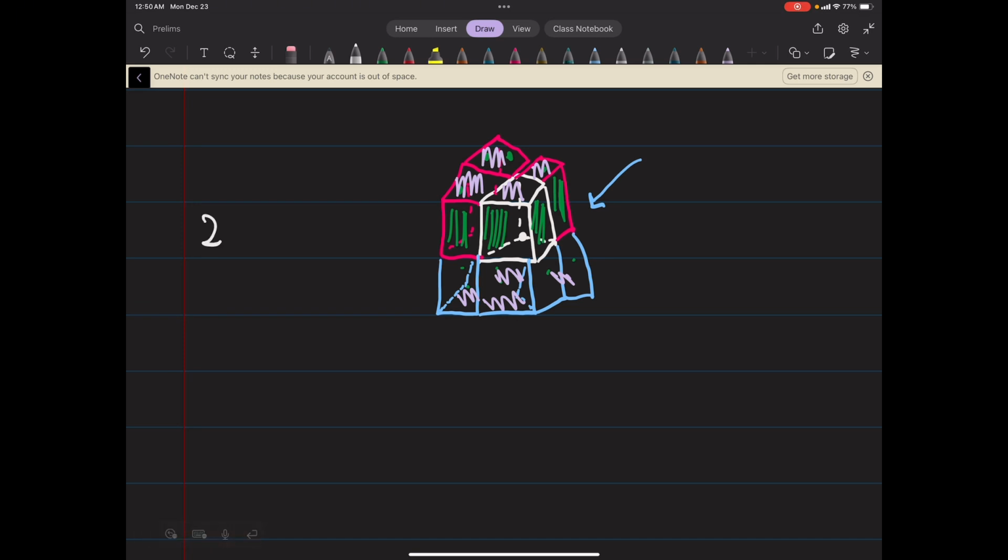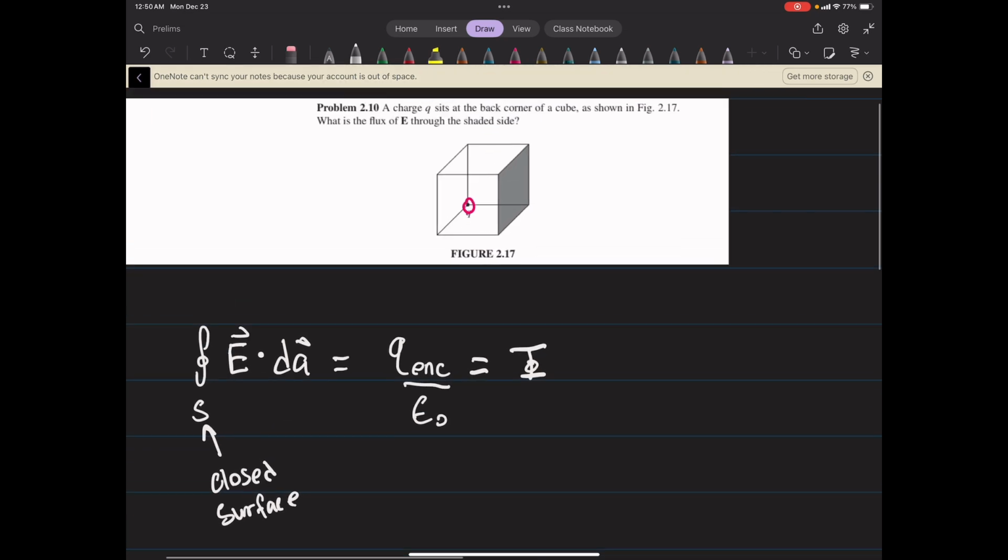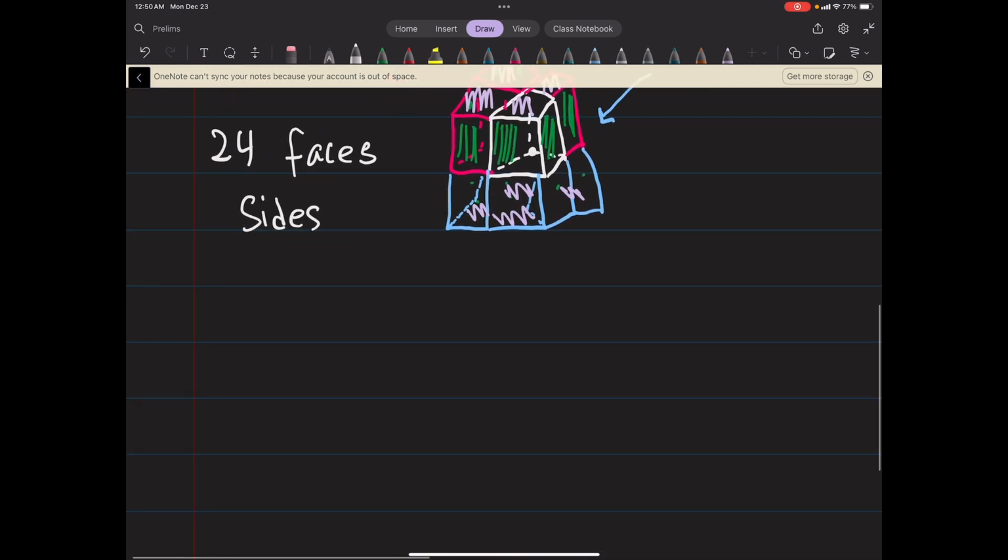So this is probably just not helpful at all, my drawing. But hopefully you understand what's happening: we have 24 faces of cubes that our electric field is going to go through, and it's going to go through them evenly. So if we just want this one side, then our flux is going to be Q over 24 epsilon naught. Each side gets a 24th of the flux.